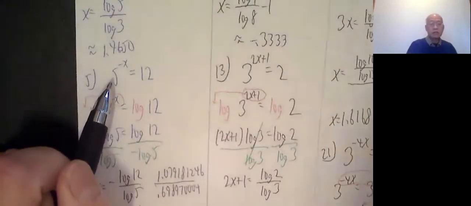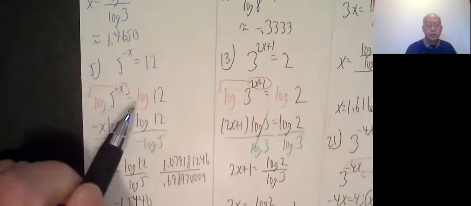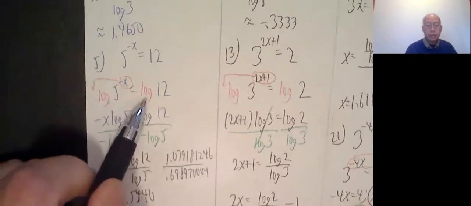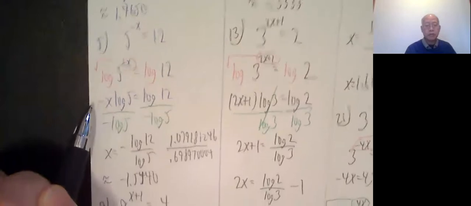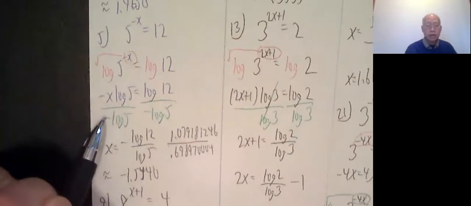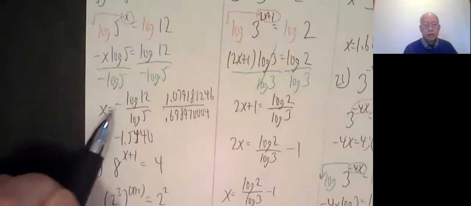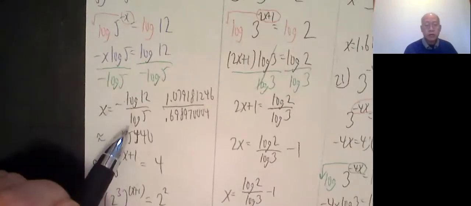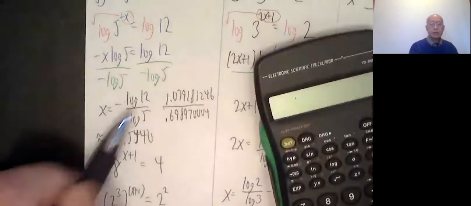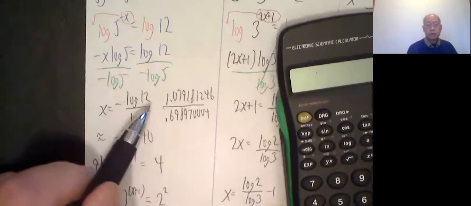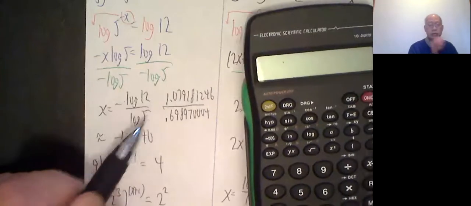5 to the negative x equals 12. So log both sides, the negative x comes down in front. Divide both sides by negative log 5. So negative log 12 over log 5. Okay, so I'm actually writing this all out for those of you that can't put this all in at one time.